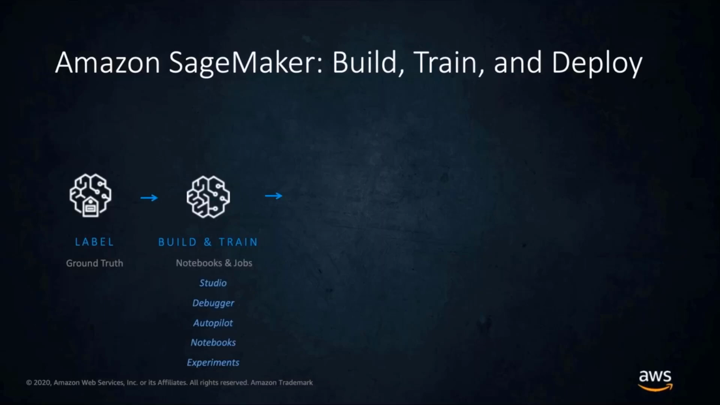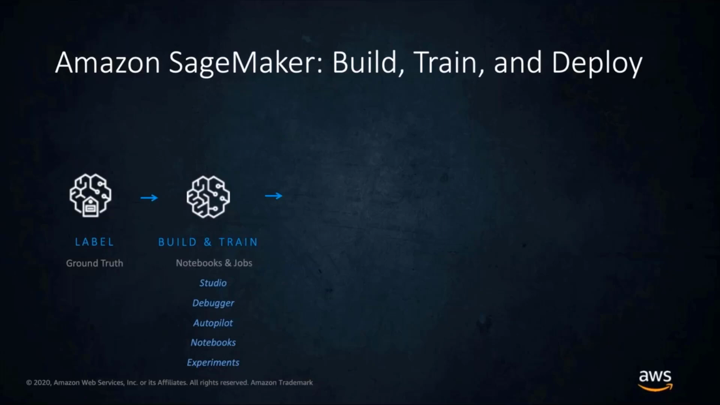Once you have good training data available, it's time to build and train a model. SageMaker provides a lot of new features here. SageMaker Studio is our fully integrated development environment for machine learning. It comes with a lot of different tools that you need for machine learning development. SageMaker Debugger is another feature that we will focus on today in the webinar. Debugger allows you to emit tensors from your training job and to identify training issues.